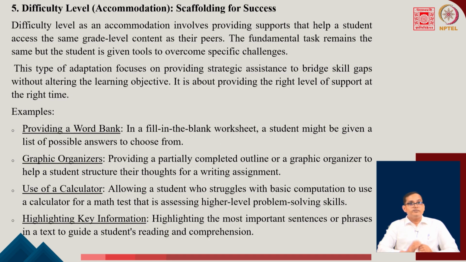The fifth one is difficulty level accommodation, that is related to scaffolding for success. Difficulty level as an accommodation involves providing supports that help a student to access the same grade level content as their peers. The fundamental task remains the same, but the student is given tools to overcome specific challenges. This type of adaptation focuses on providing strategic assistance to bridge skill gaps without altering the learning objectives. It is about providing the right level of support at the right time.